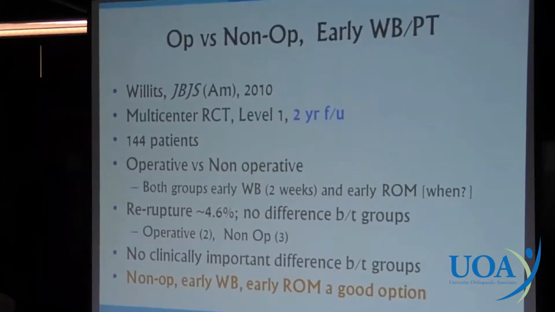And then Willits, a couple years later, performed an elegant study in JBJS, randomized controlled trial, 2-year follow-up, higher number of patients, and they compared operative and non-operative. Both groups were allowed to weight bear early, so that was the other change. Early range of motion, early weight bearing. They also mentioned that they allowed early range of motion, although unfortunately they never actually explained when they started that. Their re-rupture rate was just under 5%, pretty good, a lot better than the 21% in the literature. And they had no difference between the two groups. In addition, no clinically important difference in terms of function. So again, they mentioned how non-operative treatment with early range of motion, early weight bearing, is a reasonable option.